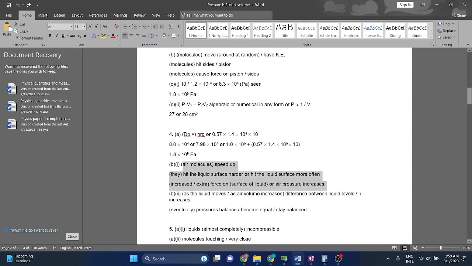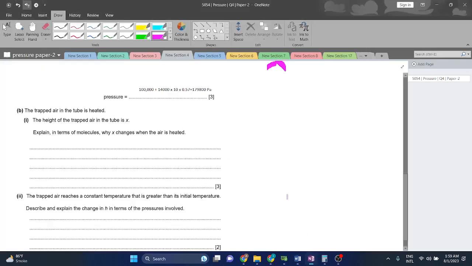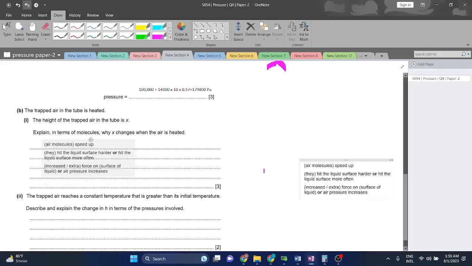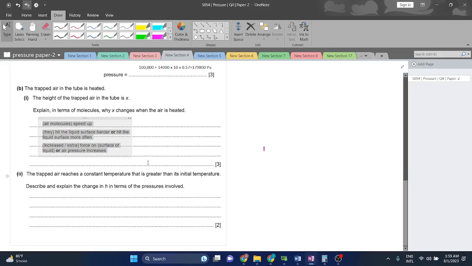Okay, very easy question. This is the most basic question in this chapter. So आपने ये याद रखना है, आगे आप देखें कितने मुश्किल मुश्किल questions आते हैं. The trapped air reaches a constant temperature that is greater than its initial temperature. Describe and explain the change in H in terms of the pressure involved.